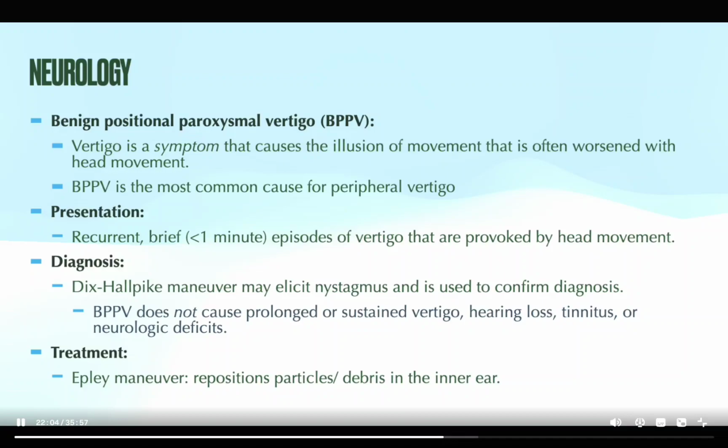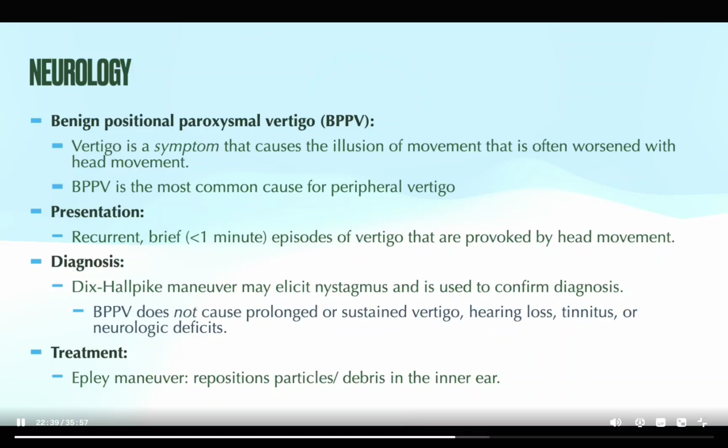So have them focus on an object across the room for a full minute without losing their gaze, and they should be able to suppress that nystagmus. The diagnosis of BPPV is made in patients that have these recurrent brief, so less than 1 minute, episodes of vertigo, and it's confirmed by observing nystagmus during a provoking maneuver. An example of a provoking maneuver would be the Dix-Hallpike maneuver, and this can elicit nystagmus, and it's again used to confirm the diagnosis of BPPV.